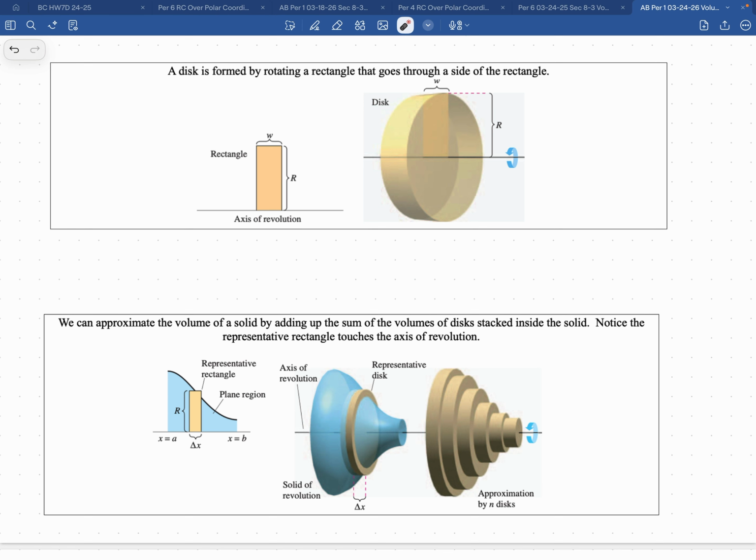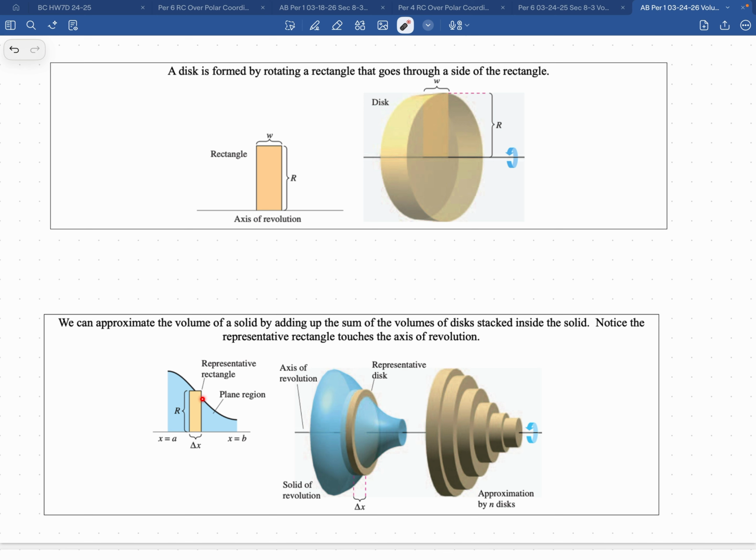Now, if we look at the bottom picture, we're going to take this blue region right here. If we were to rotate it about the x-axis, it's going to create this blue solid right here. What we can do is approximate the volume of the solid by, in this case, using disks. One disk, again, is formed by a rectangle. In this case, here's our representative rectangle drawn perpendicular to the axis of rotation, and as it sweeps around, it's going to sweep out this one disk.